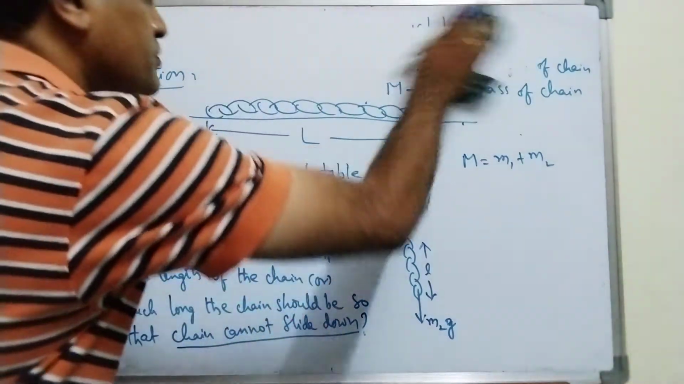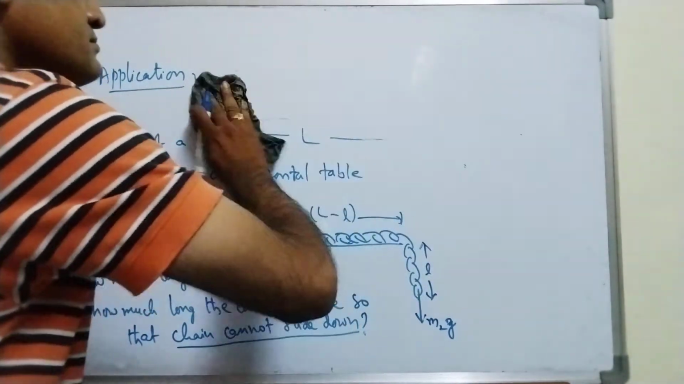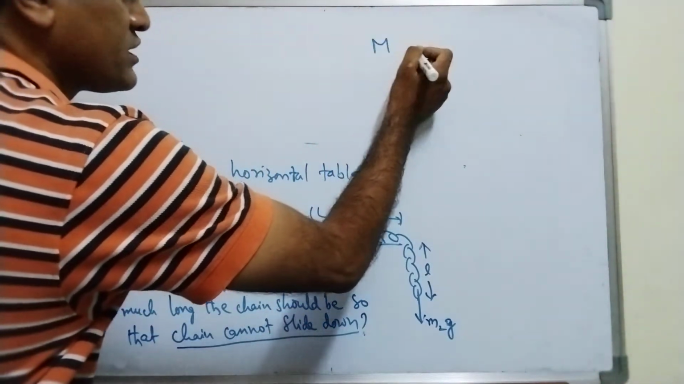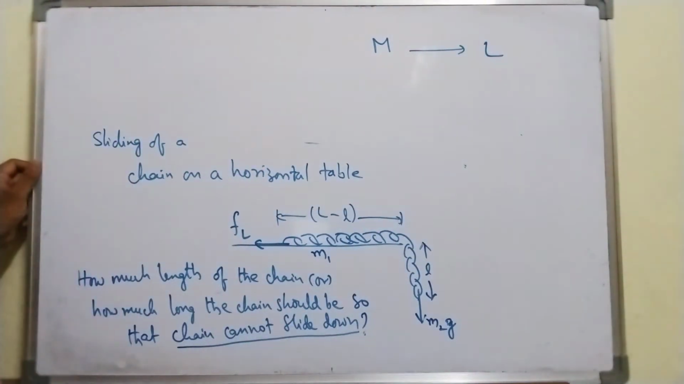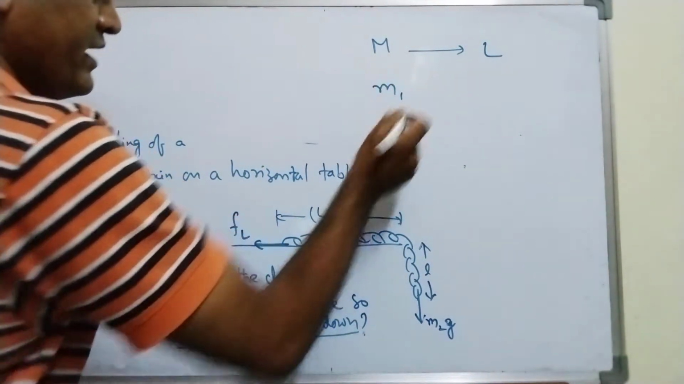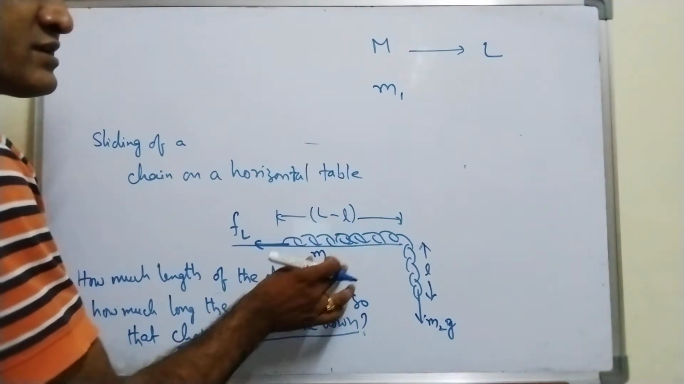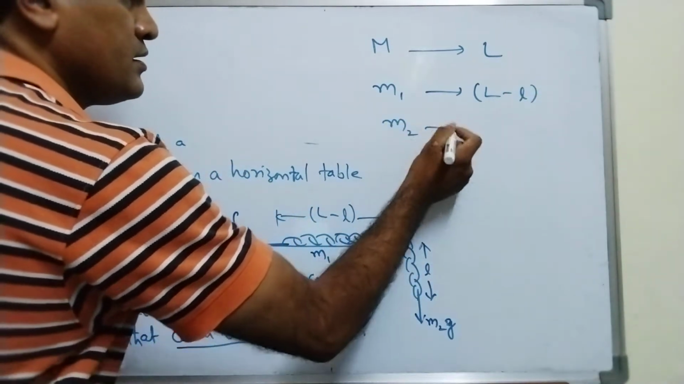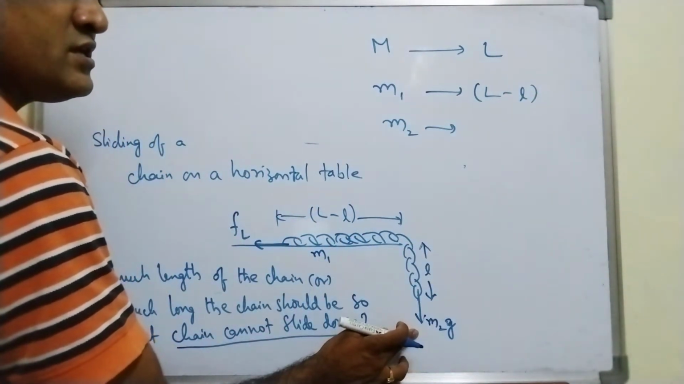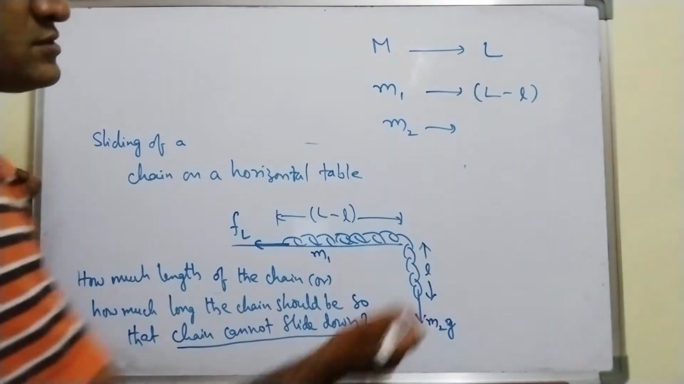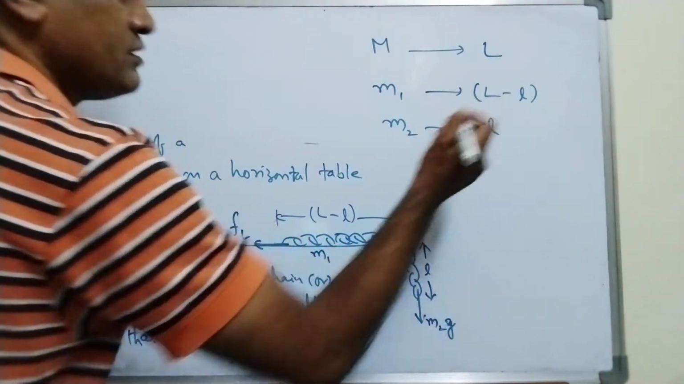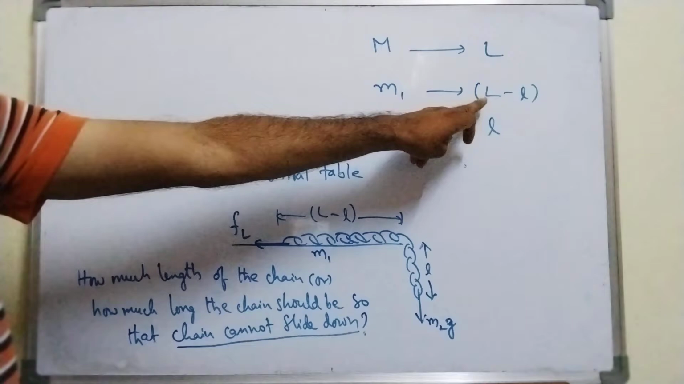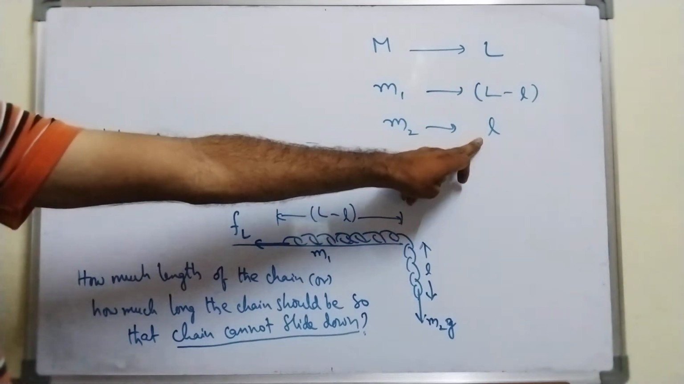Now what is the corresponding length? For total mass, total length is L. M1 is the mass for which length? M1 corresponds to L minus l. M2 mass is the mass corresponding to the hanging length, for which length? For small l. So M1 corresponds to L minus l length, M2 corresponds to l length.